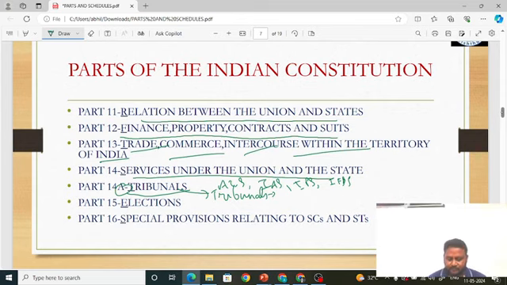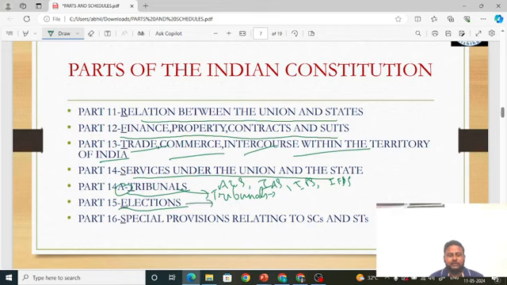Okay, part 15. Very important. Part 15 is talking about elections. This year you can expect a question from this, because this year we are facing Lok Sabha elections. It has already started. That's why part 15 is very important. They can ask under which part elections come. They can ask whether the right to vote is a constitutional right or a fundamental right. All these things they can ask. So elections are very important, friends.